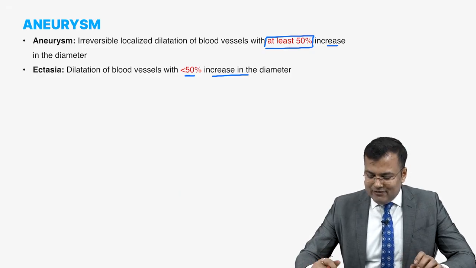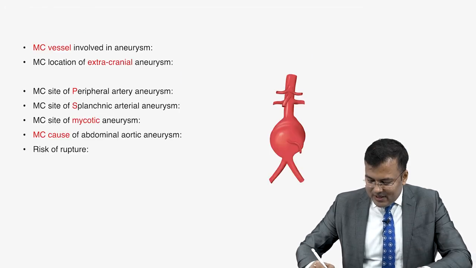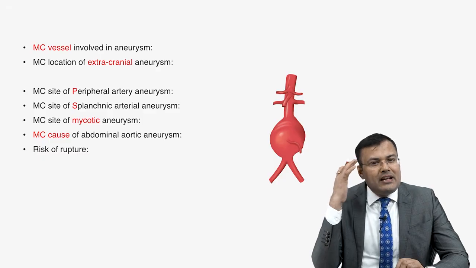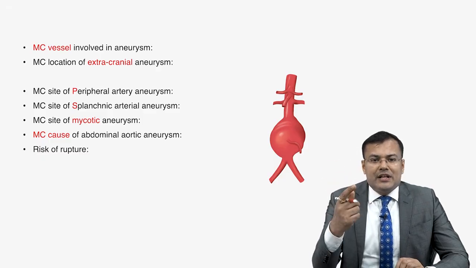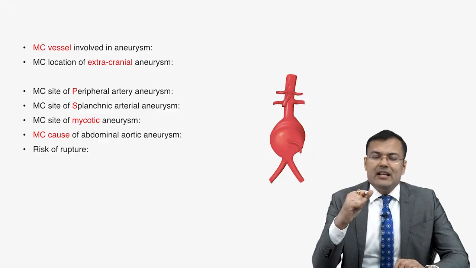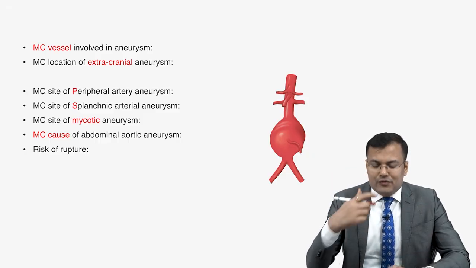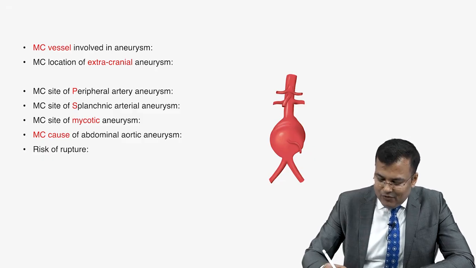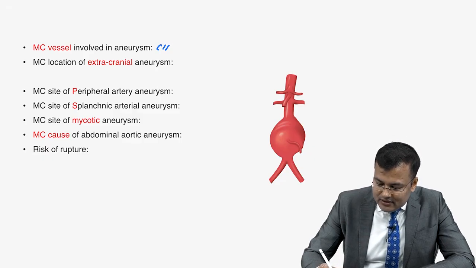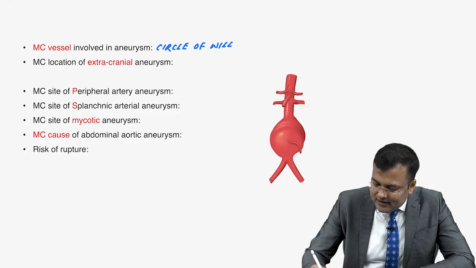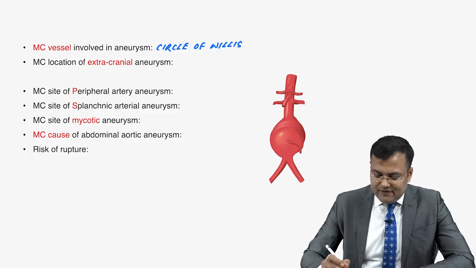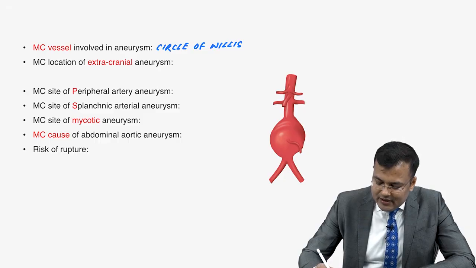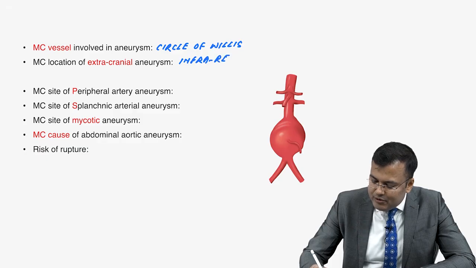Now see important questions related to aneurysm. Can you tell me the most common vessel involved in aneurysm? Obviously, circle of Willis. What is the most common location of extracranial aneurysm? Infrarenal aorta. So first, the most common vessel involved in aneurysm is the circle of Willis. Clear? Next, the most common location of extracranial aneurysm is the infrarenal aorta, which means abdominal aorta.